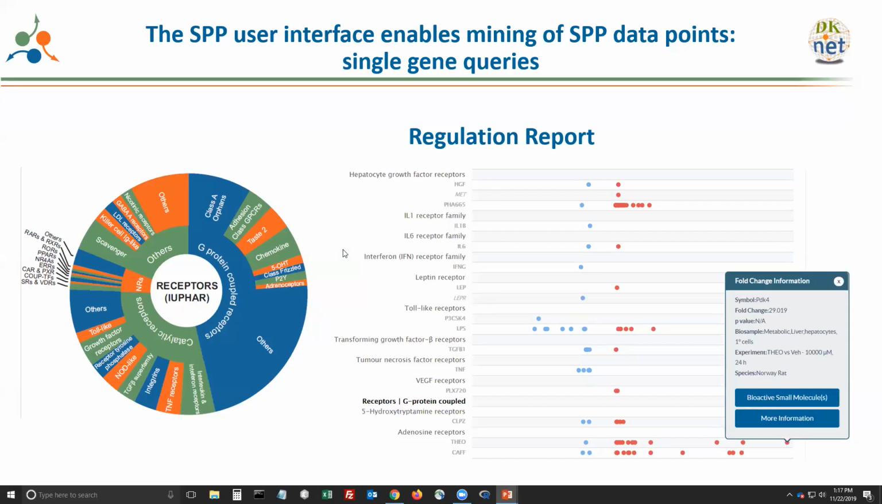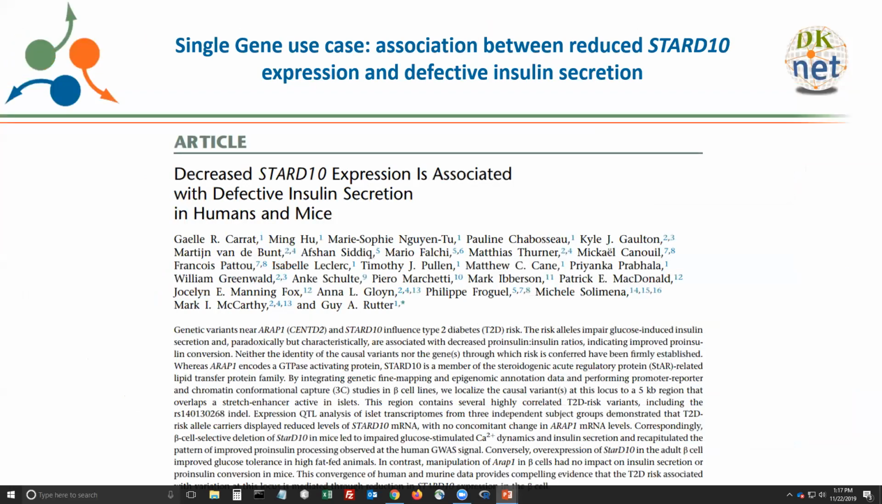All right, so I'll start with a use case that concerns a lipid transporter whose decreased expression was recently linked to defective insulin secretion. Here we're going to use SPP to determine if regulation of STARD10 might help us hypothesize a mechanism for known links between cellular signaling nodes and insulin secretion.